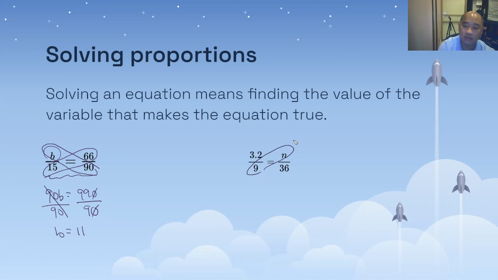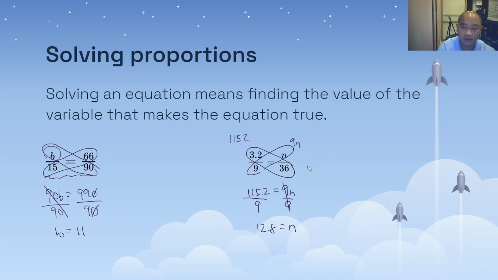So let's try that one more time, but with some decimals also. So 9 times n is 9n, and 36 times 3.2 is 115.2. So 115.2 equals 9n. So to get rid of the 9, that's times 9. To do the opposite of that is to divide by 9, right? And so we're going to divide by 9 on both sides. And that's going to give us 12.8.